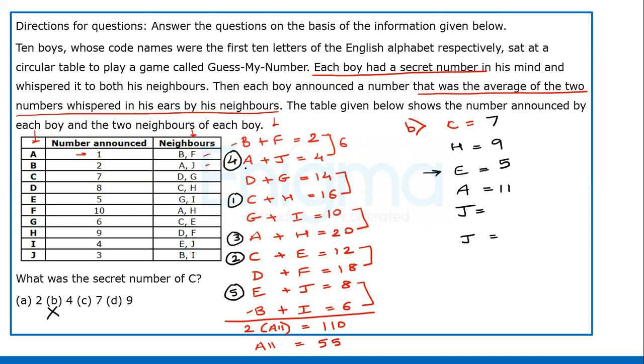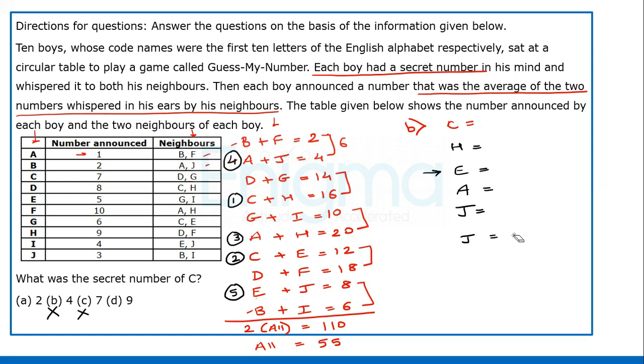If we substitute A as 11, J comes out as -7. But if we substitute E value as 5 in this equation, we get J equal to 3. So again, we can see J is getting two distinct values, which is not possible. So therefore, C equal to 7 is also eliminated.